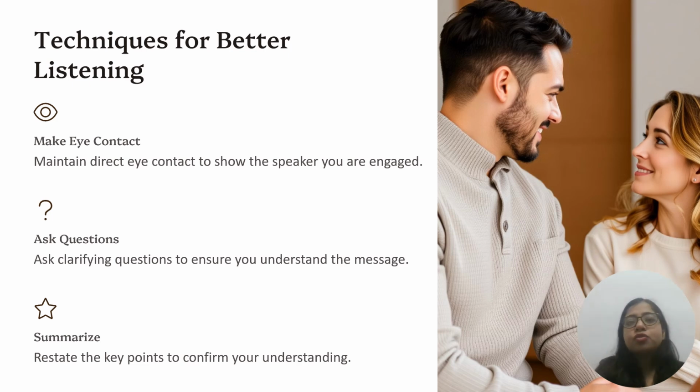Like the dialogues of Sholay. Who cannot remember Sholay's dialogue? Everyone knows its dialogue. So to summarize is very good and it will improve your listening.